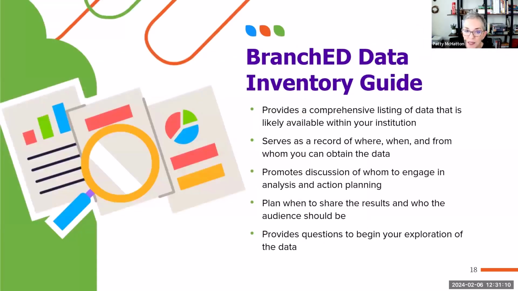So what we did is we developed this, we called it an inventory guide. And so we just made a comprehensive listing of all the data that is likely to be available in your institution. I think it's pretty expansive, but it may not capture everything. It certainly may not capture everything that you have as far as your own institution and your own data. And what this document does, it then becomes this record of where, when, and from whom you can obtain your data. Because I think that's the other thing that we sometimes find out. Okay, so I know we have this data, someone has it, but I'm not sure who it is or how to go about getting it.